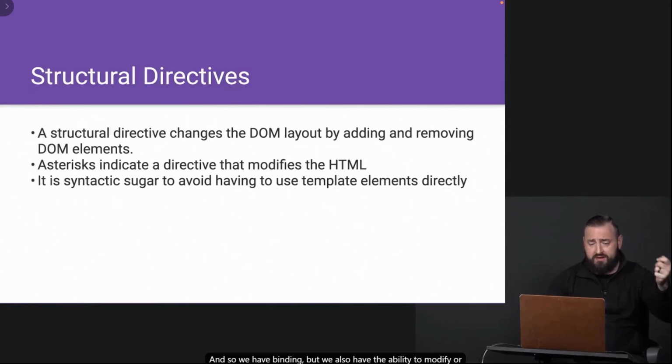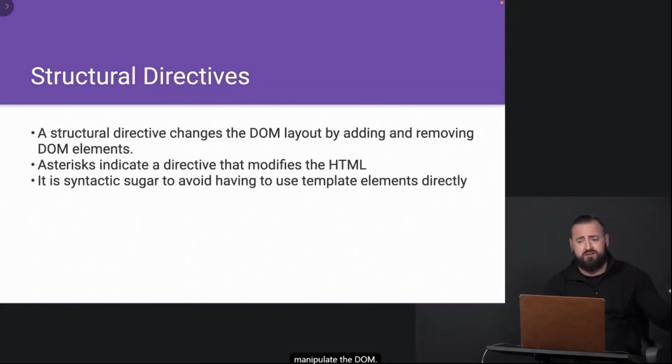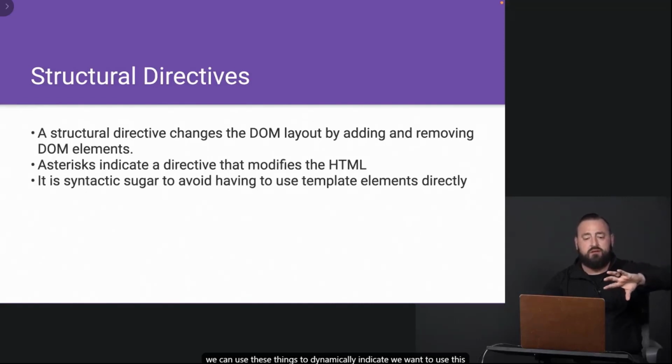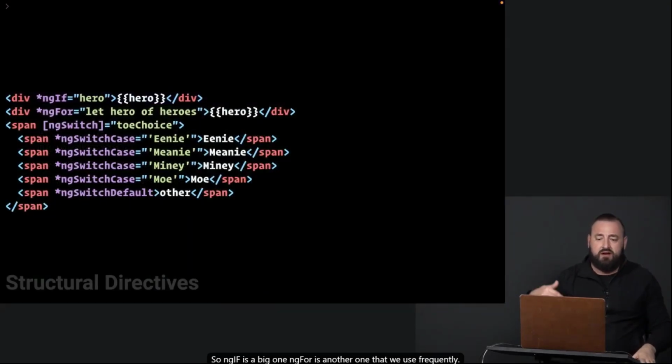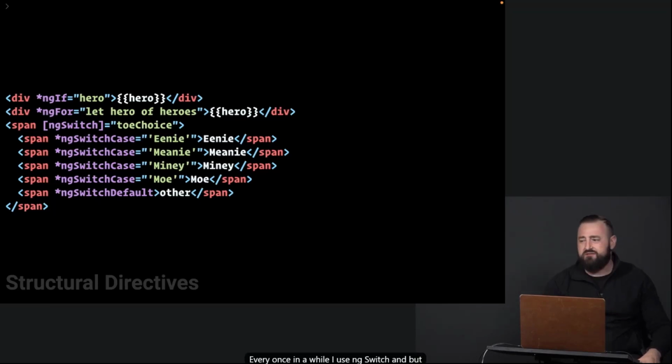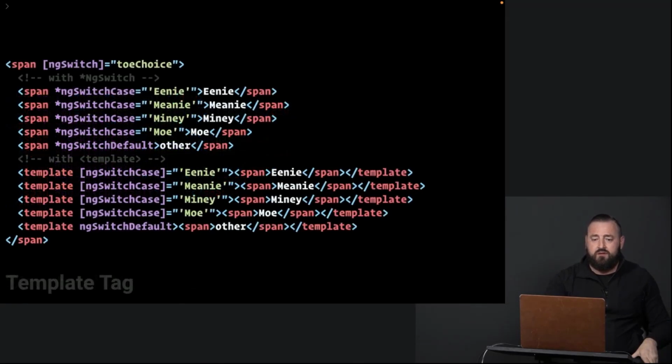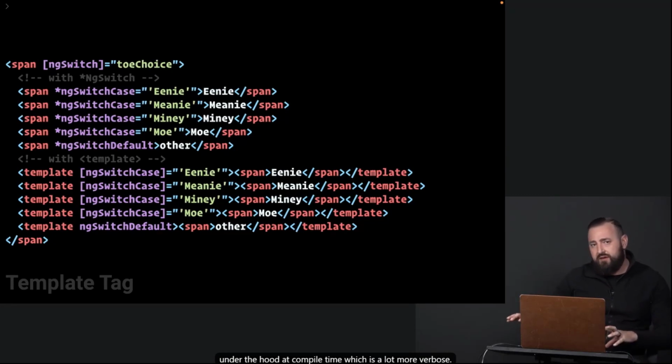So we have binding, but we also have the ability to modify or manipulate the DOM. Using things like ngIf and ngSwitch, we can dynamically indicate we want to use this part of the DOM, or we want to render it this way or that way. ngIf is a big one. ngFor is another one that we use frequently. Every once in a while I use ngSwitch, but that's fairly rare, though it does exist. So ngIf and ngFor is where you're going to get your money's worth. The asterisk is syntactic sugar for what's being rendered under the hood at compile time, which is a lot more verbose. So skip, don't worry about it.